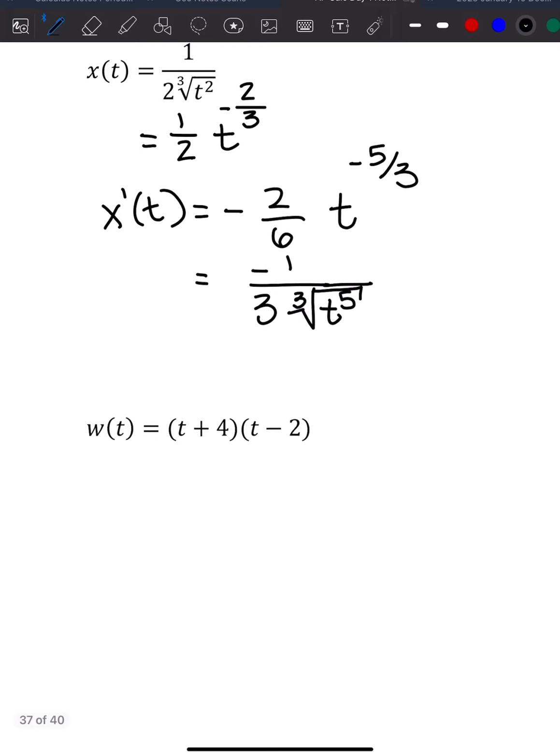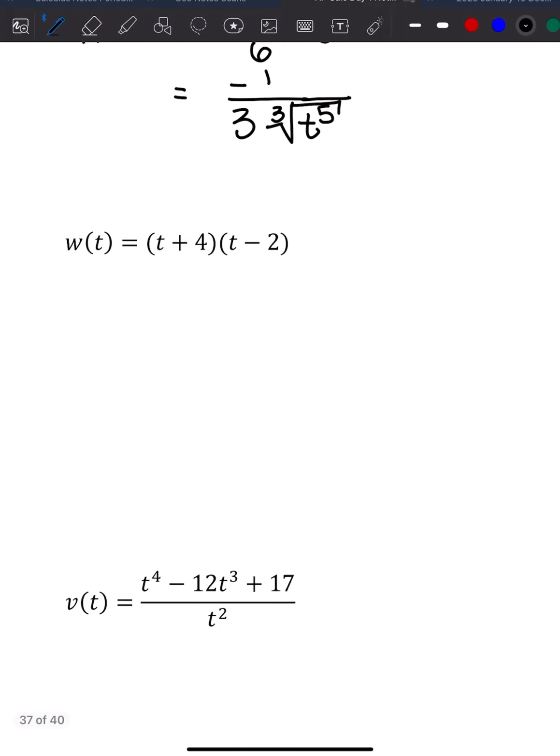Our almost second to last example for power rule is that we sometimes need to multiply things out or divide things. So I need to multiply this out before I can take the derivative of it. I have t times t, so I get t squared. I have a minus 2t from t times negative 2 and a plus 4t from 4 times t, giving us this minus 8 at the end.